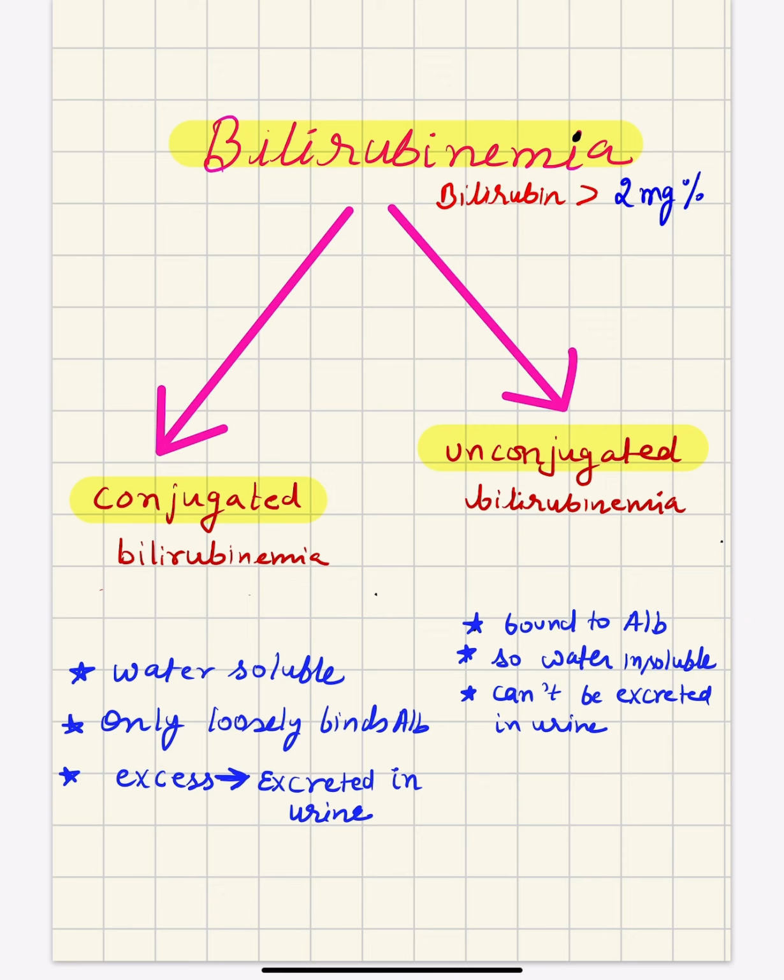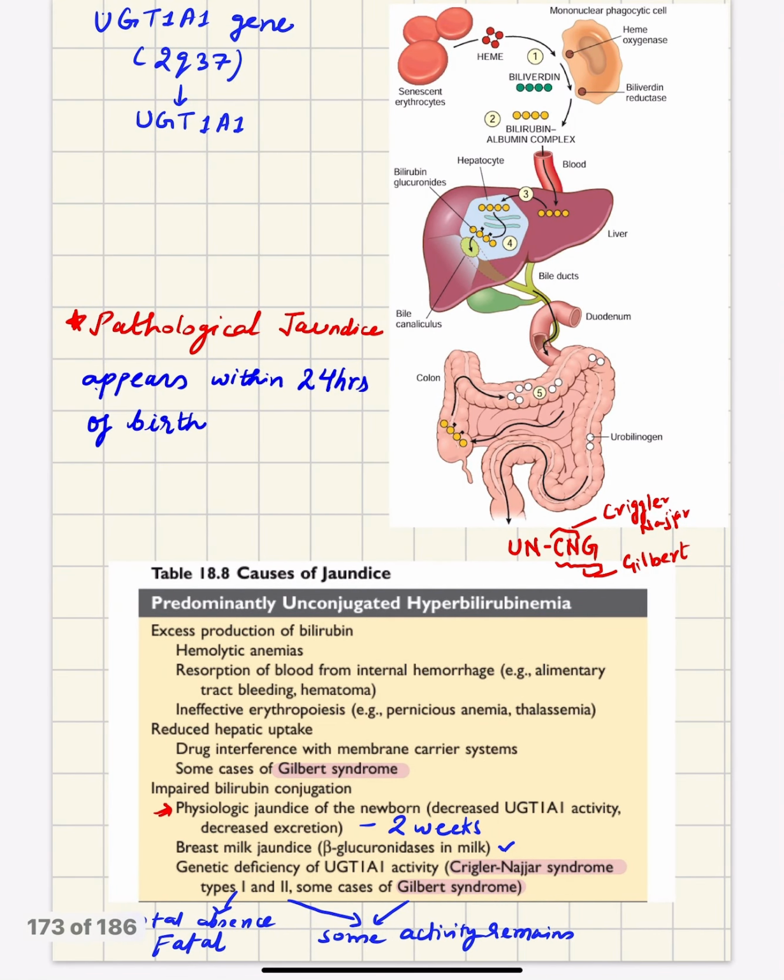And it is not water soluble, it is water insoluble. And the conjugated fraction does not bind to albumin, or if it binds, it binds loosely. So if it is in excess, it is excreted in the urine. So these are the differences between the conjugated and unconjugated fraction of bilirubin. Now next we come to the various causes because of which jaundice can develop in the body.